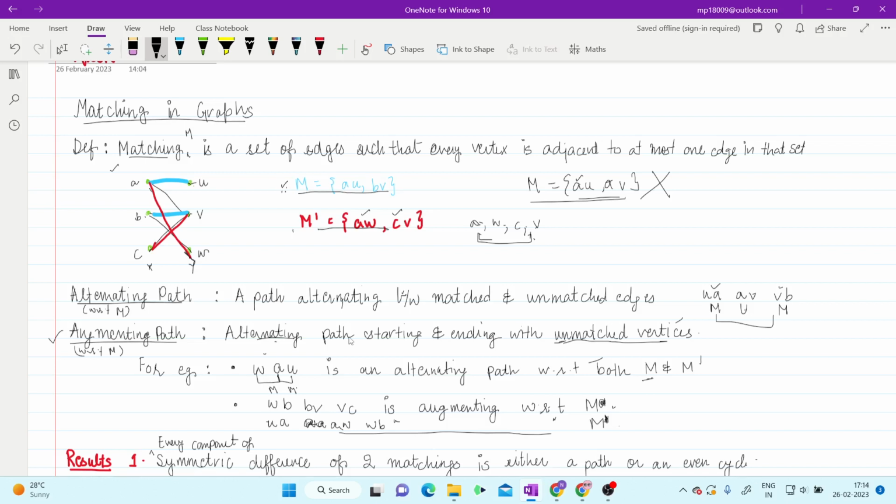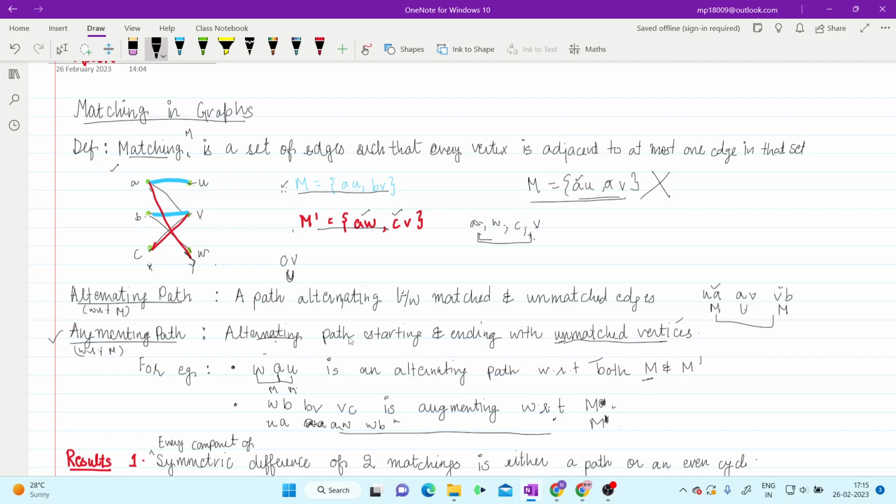So what do I do? First of all, this augmenting path should start with an unmatched vertex in M. In M, A, U and B, V are the matched vertices. So to construct an augmenting path, it should start with C or W, and it should also end with C or W. So suppose I start with C. Suppose CV is the first edge. Now CV is an unmatched edge with respect to M.